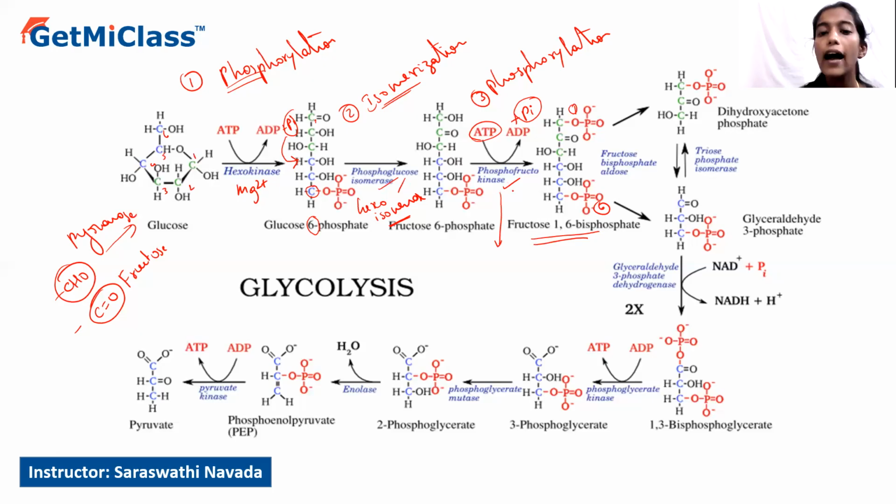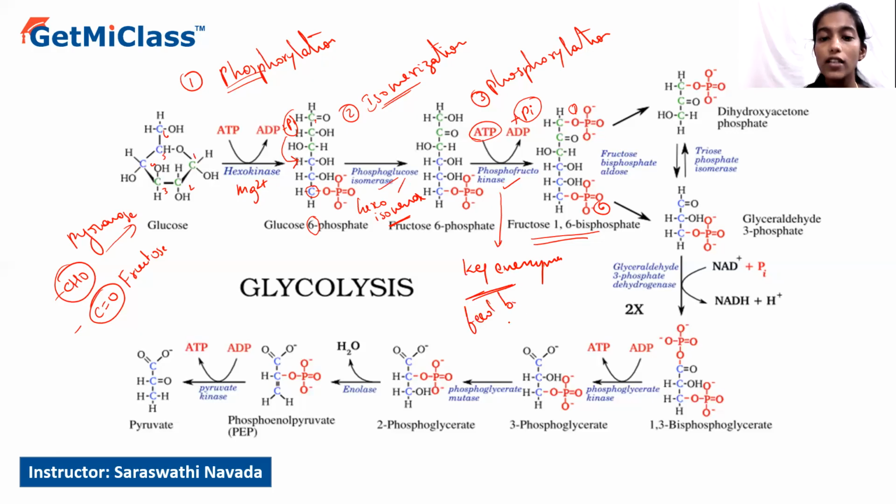And this particular phosphofructokinase is one of the important enzymes in the entire glycolysis, because the absence of this enzyme may inhibit all the further reactions of glycolysis. So it is one of the key enzymes in the process of glycolysis. Suppose if the enzyme is absent or if it is deficient in the body of an individual, the glycolysis cannot proceed further.